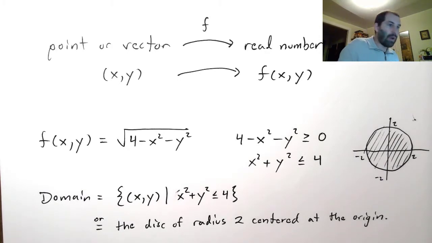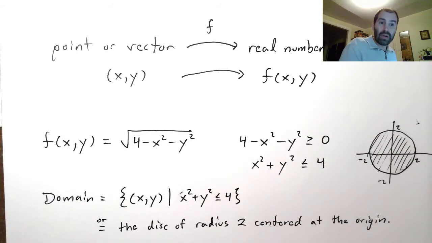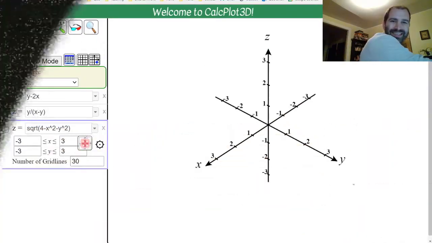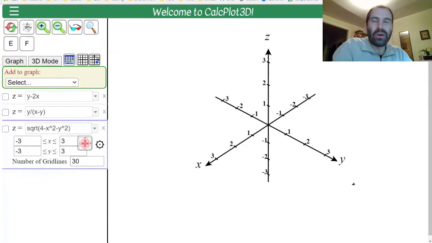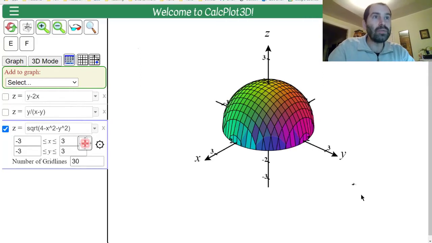Now I'd like to just take a moment and take a look at this function. All right, so let's go to CalcPlot3D and take a look at the graph. Okay, fun with green screen. So I'll have CalcPlot3D graph this, and we'll talk about how to get a better idea of what these graphs look like in one of the future videos. And here we have it. This is what the graph looks like.